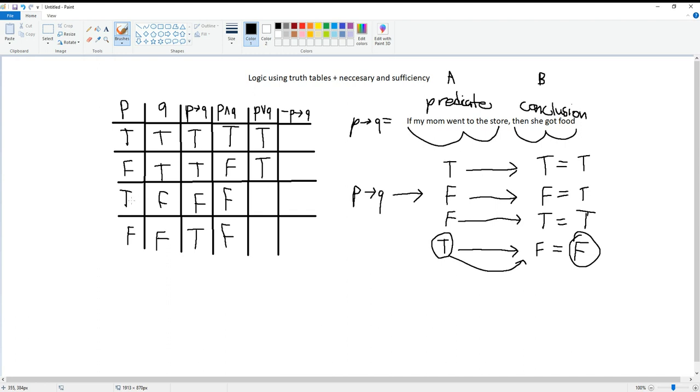Now, what happens if she did go to the store but she didn't get food? Well, one of the two is true. Now, what if she didn't do both? Then neither happened, so it's false.